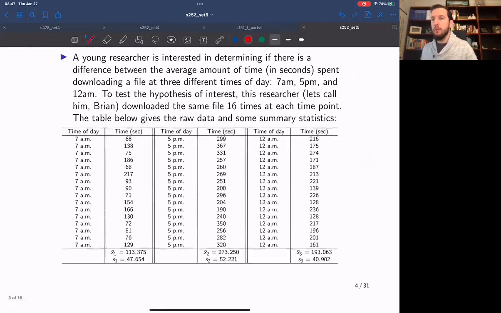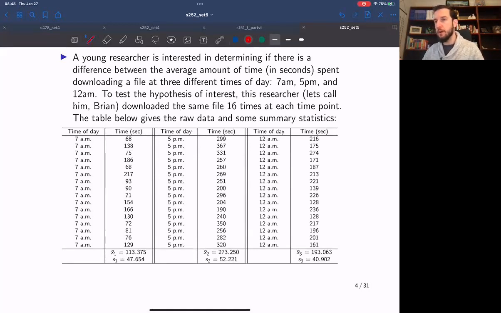Okay, so to illustrate how this would work, we're going to consider the following toy data set. In this illustration, a researcher is interested in determining if there is a difference between the average amount of time spent downloading a file at 3 different times of day: 7 a.m., 5 p.m., and 12 a.m. To test the hypothesis of interest, the researcher downloaded the same file 16 times at each time point. The table below gives the raw data and some summary statistics.